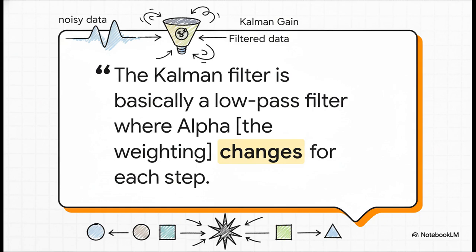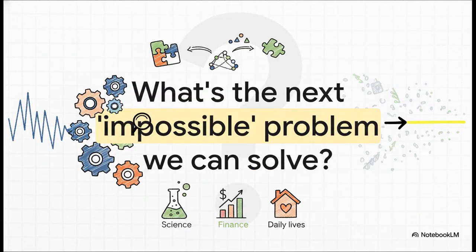You know, this quote from Dr. Shane Ross just nails it. It perfectly connects this seemingly complex algorithm back to a simpler idea. He says it's basically just a filter that smooths out noise, but it's a really, really smart one because its weighting, that alpha he mentions, which is our Kalman gain, is changing at every single step to give you the absolute best result possible. So in the end, the Kalman filter teaches us this really powerful lesson about how to find a clear, reliable signal in what is often a very noisy and uncertain world.